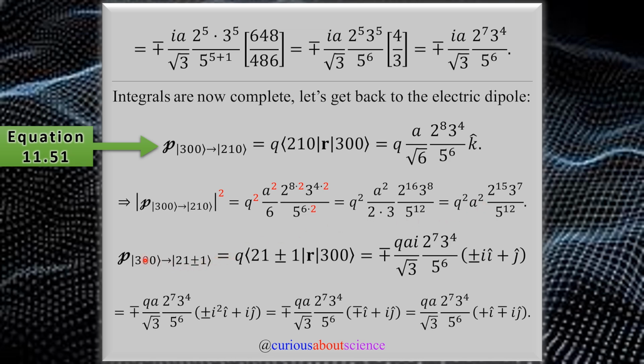Now here, we have to be utterly careful with the transition from n equals 3 to the 2, 1 plus or minus 1 state, because we actually had 2 components.